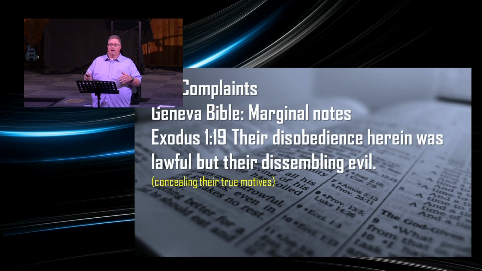So, for example, in Exodus 1:19, the marginal note said, their disobedience herein was lawful, but their dissembling evil. The word dissembling here means concealing their true motives. Exodus 1:19 is talking about the midwives who disobeyed Pharaoh when they were told to kill the male children. And so the translators made a commentary in the margin that said their disobedience here was lawful, right?